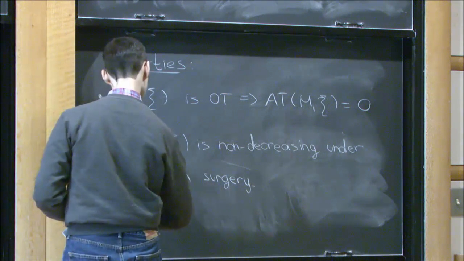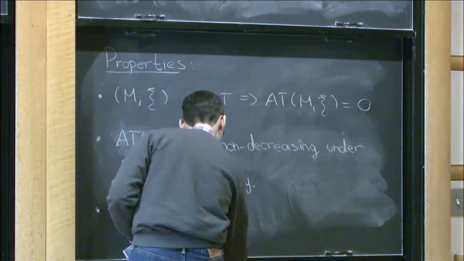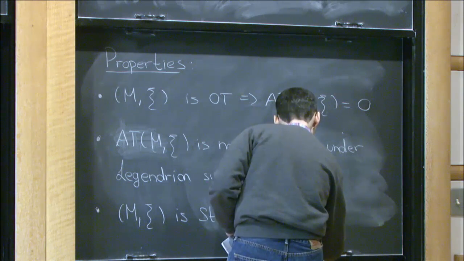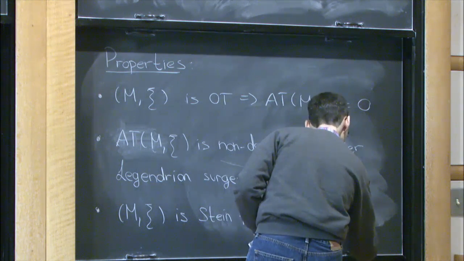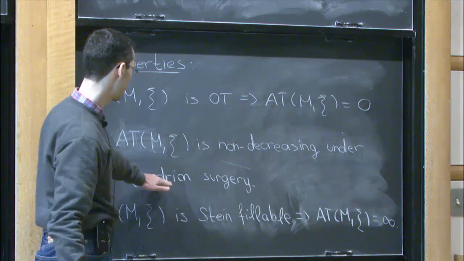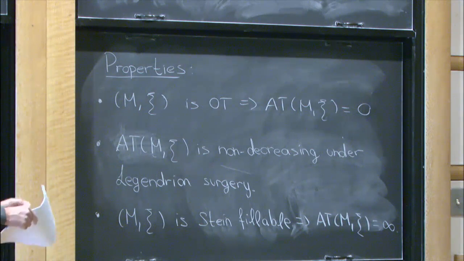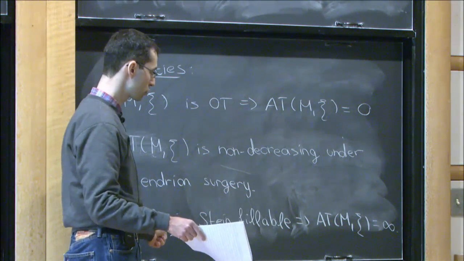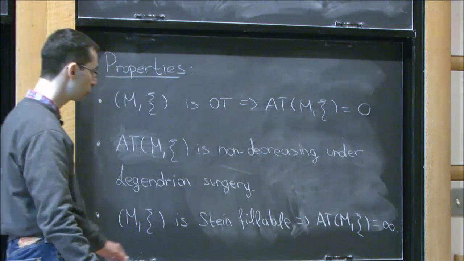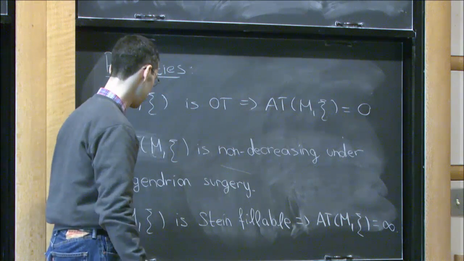Okay, the last one, I guess, just follows from this, AT. So if MC is Stein fillable, then this implies that AT of MC is infinity. And this follows from the fact that under Legendrian surgery, this is non-decreasing. All you have to do is start from the standard contact structure on a connect sum of S1 cross S2s, which is realized by some open book with identity monodromy. And then if you compute just that, that will give you infinity. And then since it's non-decreasing under Legendrian surgery, you get infinity. So it's as simple as that.